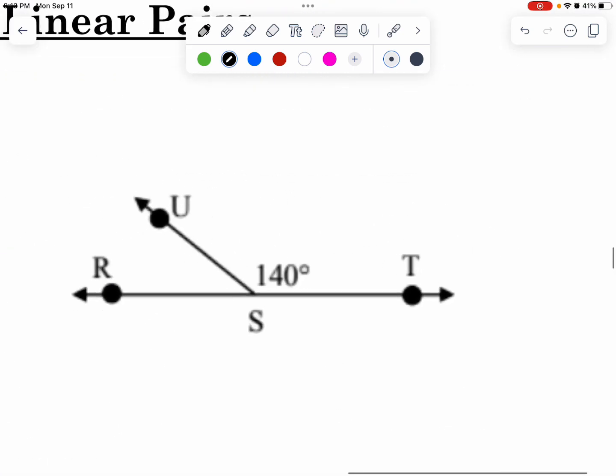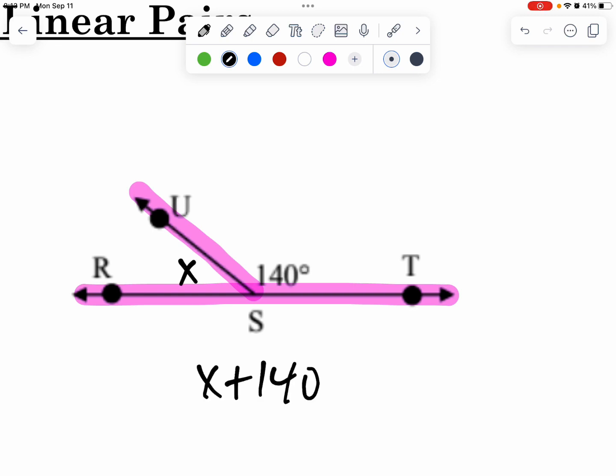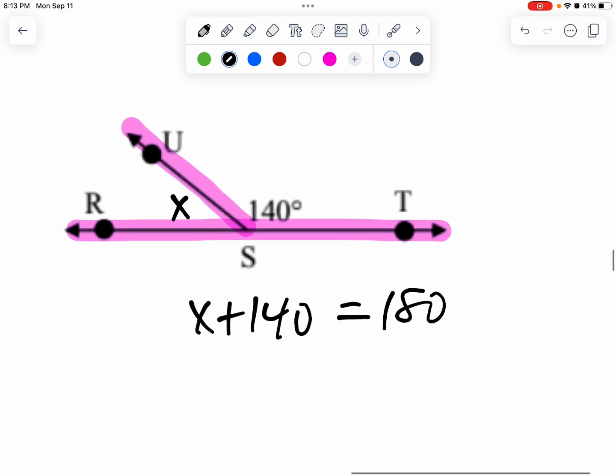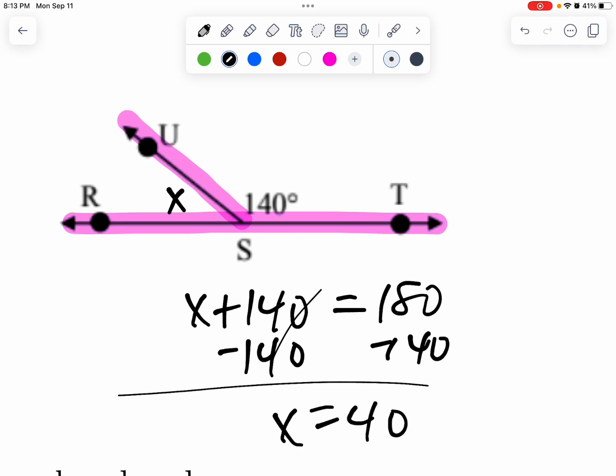140 is going to be very similar. I am seeing a straight line, and they are sharing this ray. So I'm going to put an X here. And I know that when I add those two together, because it forms a straight line, it has 180 degrees. So I'm going to subtract 140, and I got X equals 40.